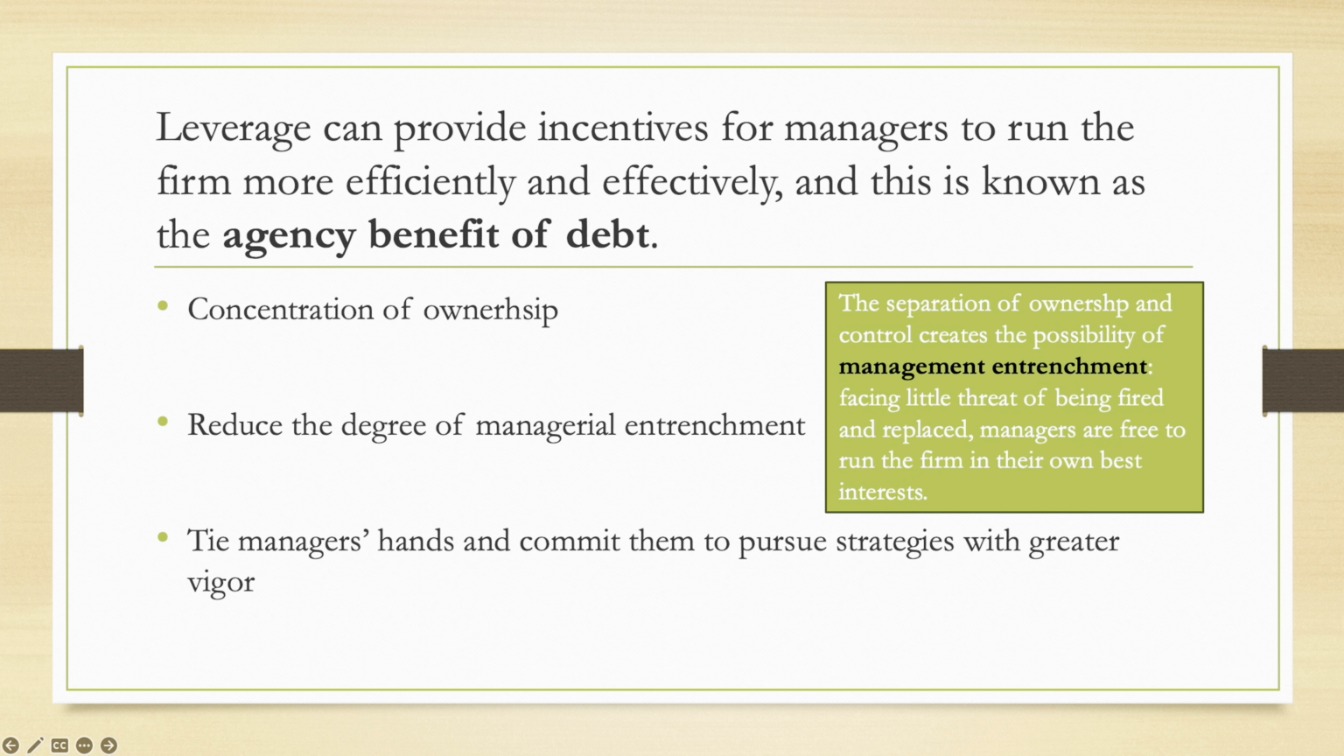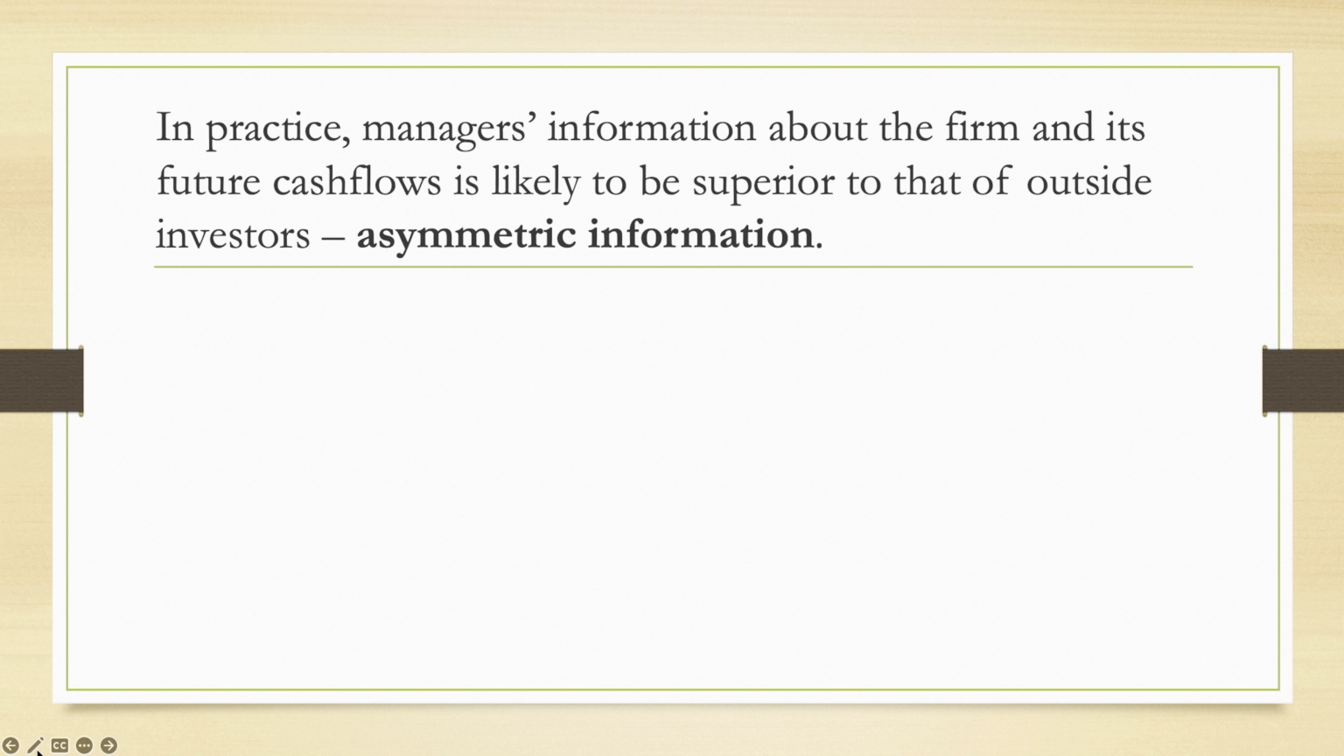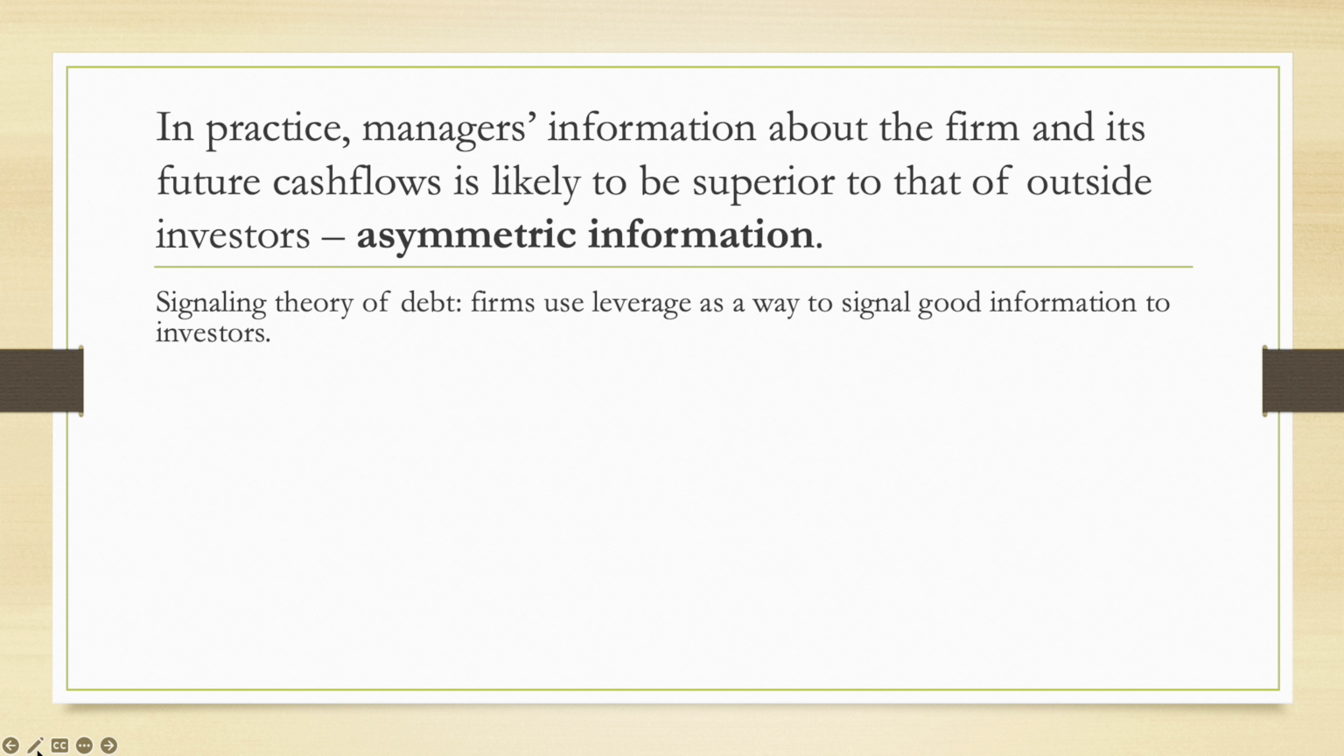This is benefit number 3. Asymmetric information refers to the fact that, in practice, managers' information about the firm and its future cash flows is likely to be superior to that of outside investors. In this slide, we will talk about the implications of asymmetric information on capital structure. Signaling theory of debt. Firms use leverage as a way to signal good information to investors.